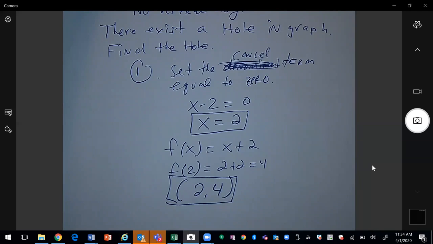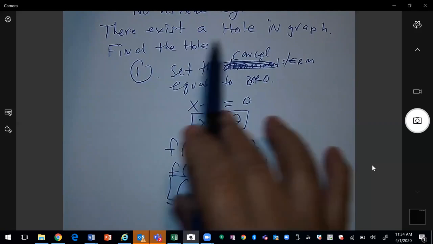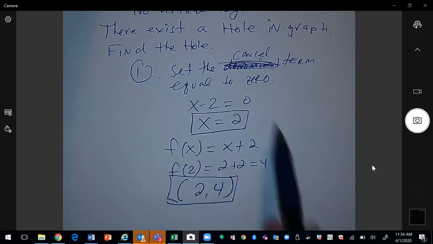So on the exam, I don't believe that the questions that I selected ask you to find the hole. But in case it did, this is what the steps would be. But if I remember correctly, I didn't choose any that asked you to do that. So that is how we find the vertical asymptote. Now we want to find the horizontal asymptote.